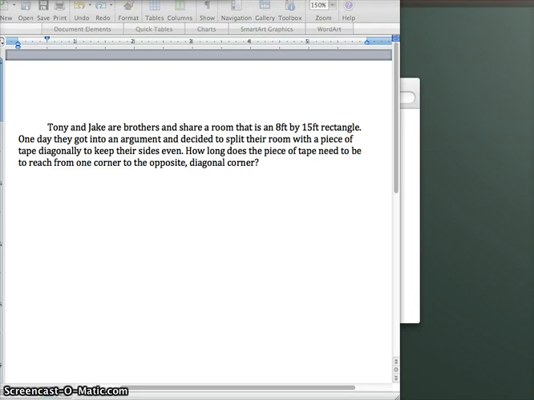Okay, so we're going to be solving a word problem using the Pythagorean theorem, and the word problem is: Tony and Jake are brothers and share a room that is an 8-foot by 15-foot rectangle. One day they got into an argument and decided to split their room with a piece of tape diagonally to keep their sides even. How long does the piece of tape need to be to reach from one corner to the opposite diagonal corner?